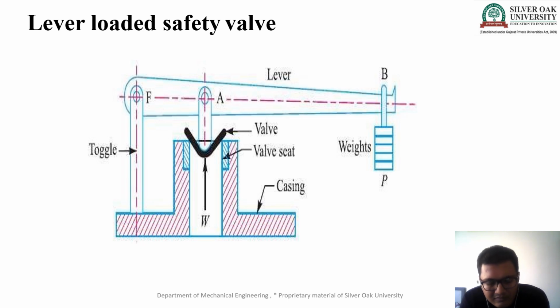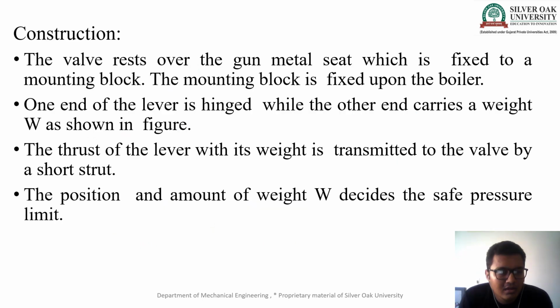Then, when the working pressure from upward to downward and downward to upward is the same again, the valve or lever returns to its original place. So the valve rests over the gunmetal seat which is fixed to the mounting block. The mounting block is fixed upon the boiler.